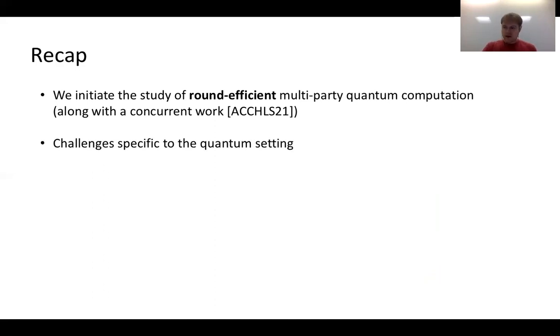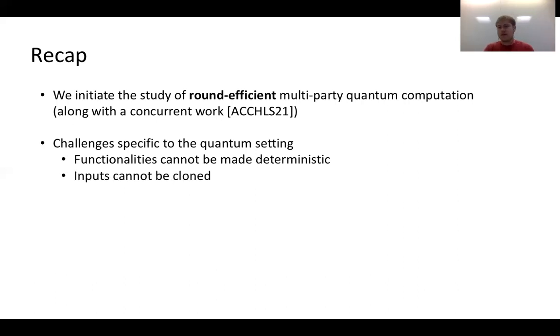I also wanted to remind you that there are a few interesting challenges that arise specific to the quantum setting when you want to come up with round efficient protocols. Things like functionalities cannot be made deterministic, which is quite useful in the classical setting. Inputs can't be cloned. Quantum information can't be broadcast. These are useful things in the classical setting, and we need different techniques in the quantum setting to obtain similar results.